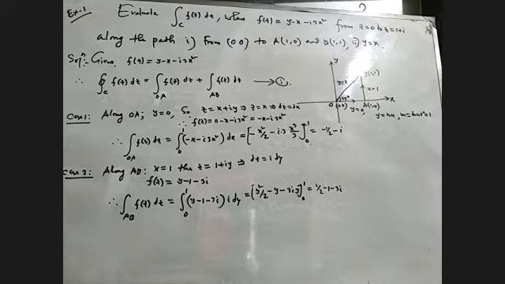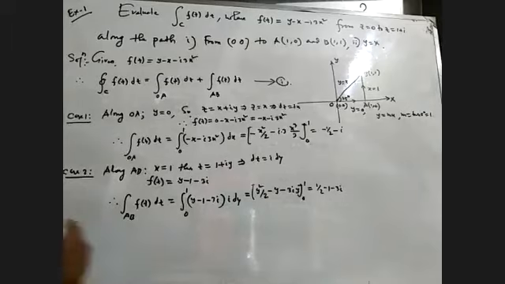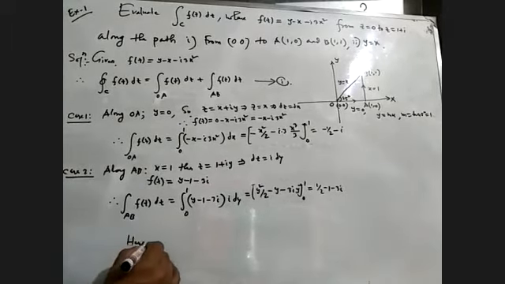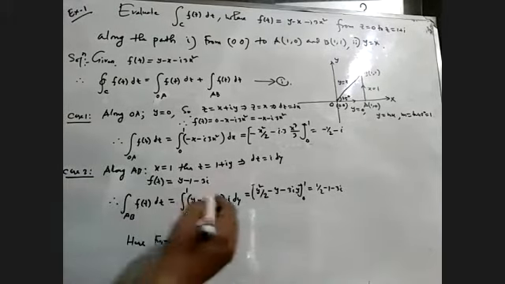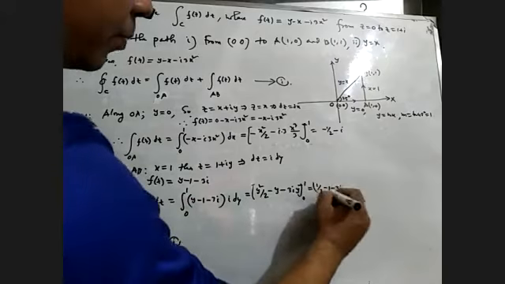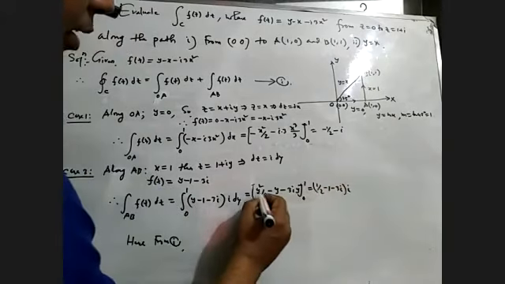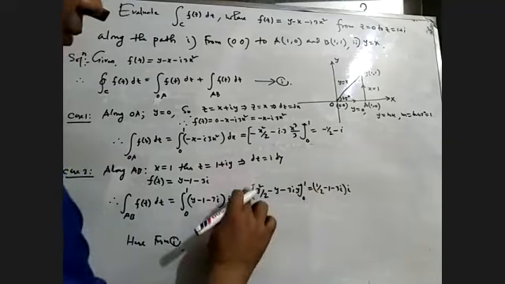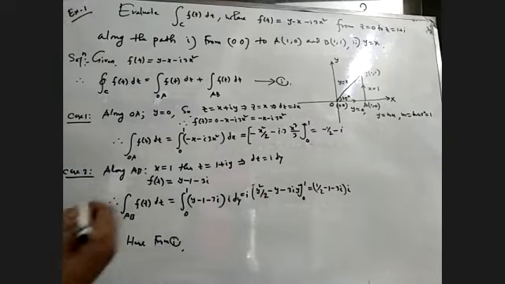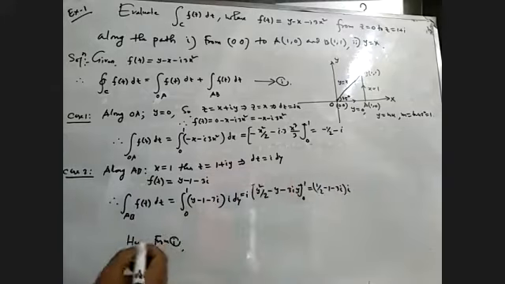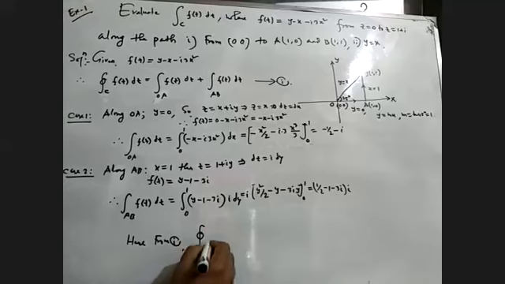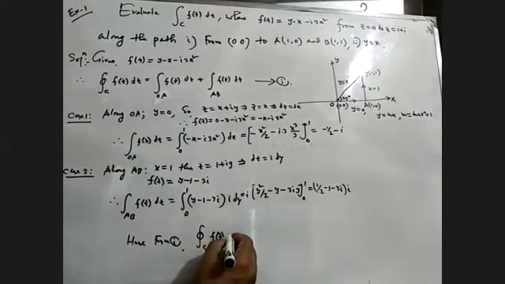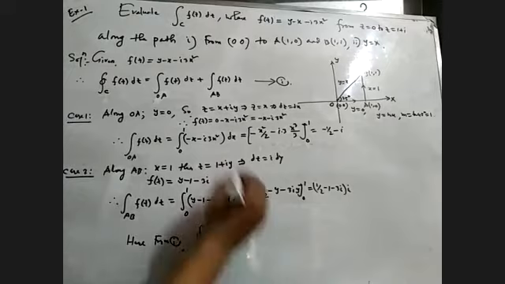Total integration will be, therefore, hence, from equation 1, sorry, there will be i multiplied. Okay, i multiplied from equation. Total integration, what will be? Contour integration along OA, AB and OB.